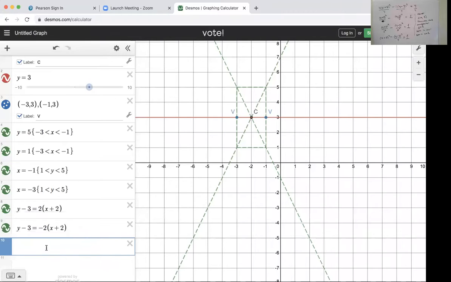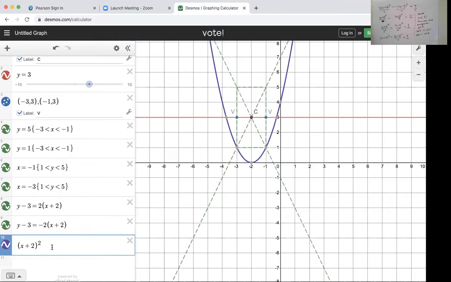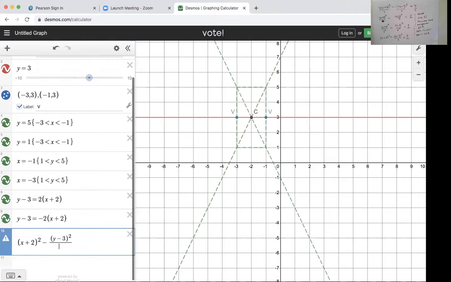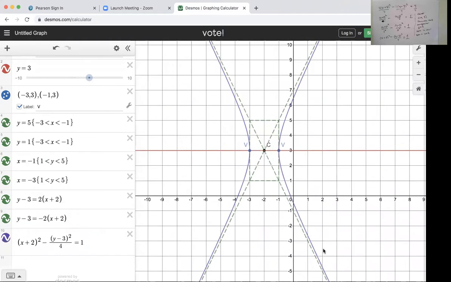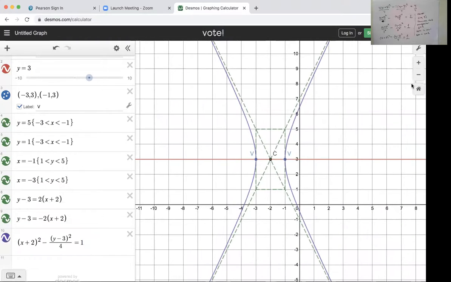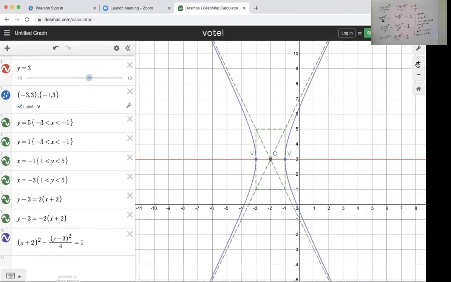Let's see what it looks like. X plus 2 squared minus y minus 3 squared over 4 equals 1. And that looks pretty good. You can see it goes through the vertices, and as we zoom it out, we hope that our asymptotes become better approximations for the graph. And that looks pretty good.